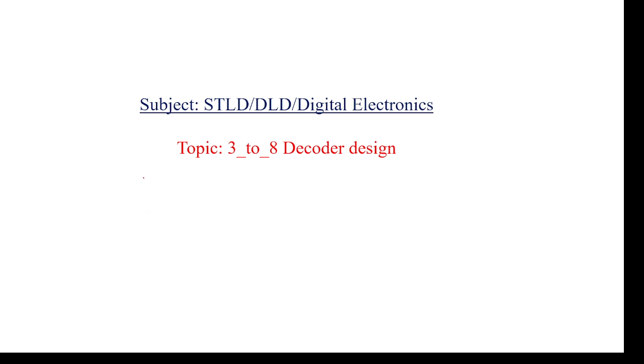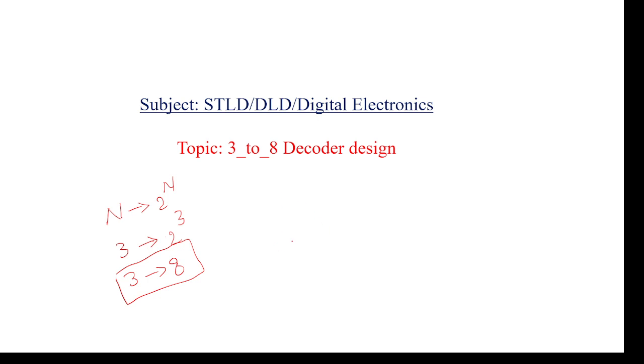Coming to the decoder, n input lines are converted into 2 power n output lines, which is called a decoder. For example, if you take n value as 3, that is 3 inputs to 2 power 3, which means 8 lines, that is a 3 to 8 decoder. 3 inputs are converted into 8 output lines. And one more definition: a decoder converts encoded form data into original form.